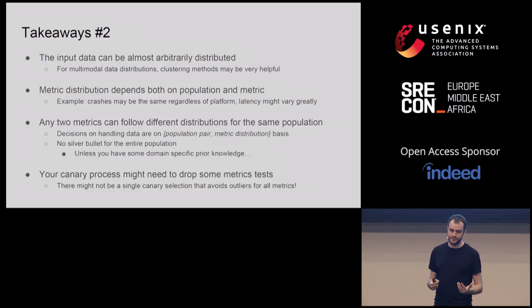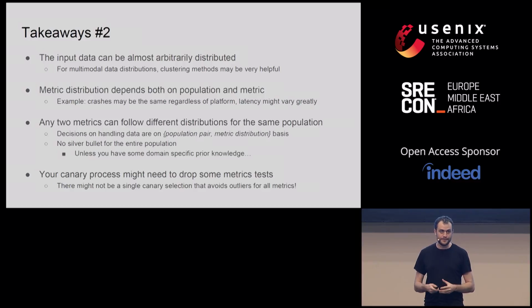So the input data can be almost any distribution across your replicas. If you have multimodal data distributions, clustering methods can help you. There has been an interesting talk by Twitter on their Canary analysis system, and they have employed some of those. The metric distribution depends both on population and metric. And what that means is, not only does it depend on, am I looking at crashes? Am I looking at RPC latency?